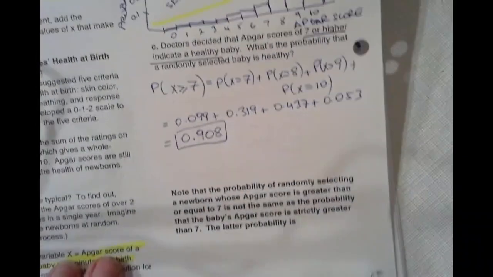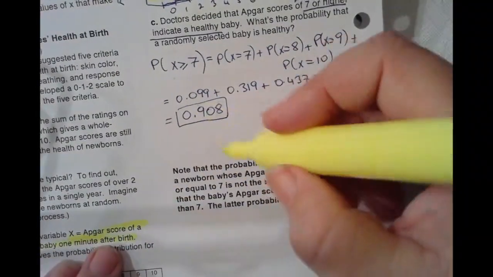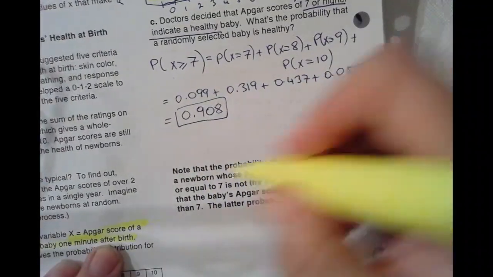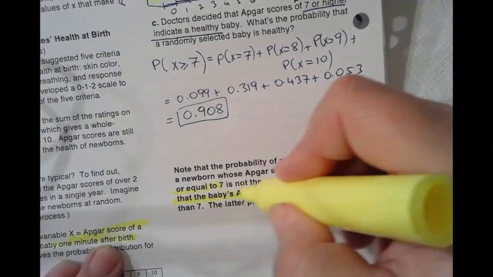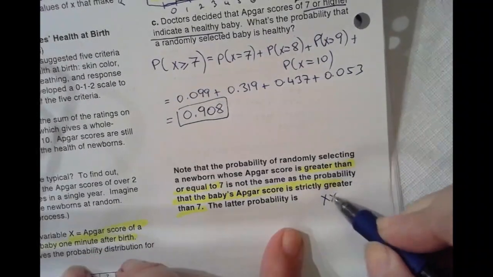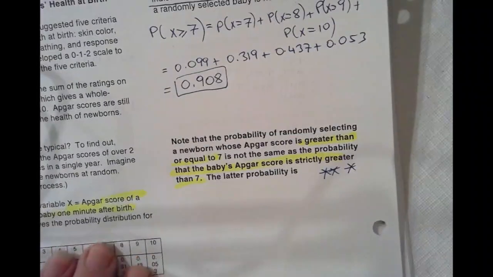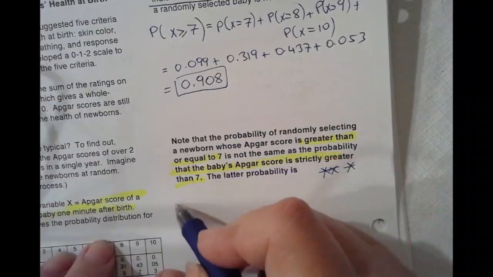Now, I want to emphasize every year it happens, you guys don't pay attention to detail. Probability of randomly selecting newborn whose score is greater than or equal to 7 is not the same as probability of the baby score greater than 7. Please, please, please pay attention to this. This is something that every year students lose points because they don't read carefully. So here I get about 91%.